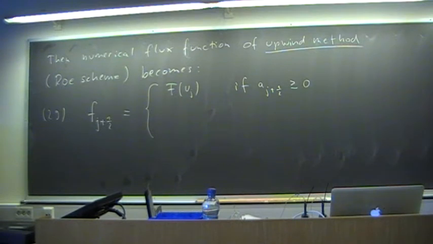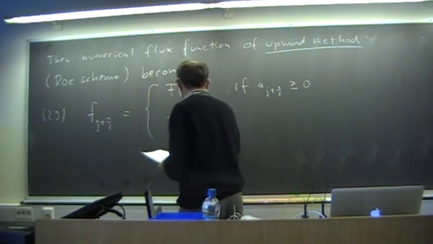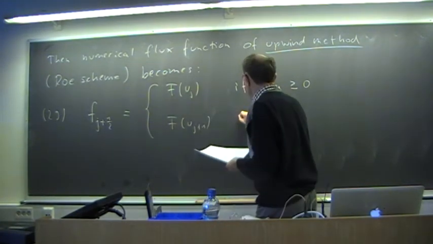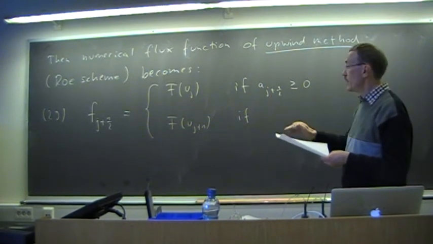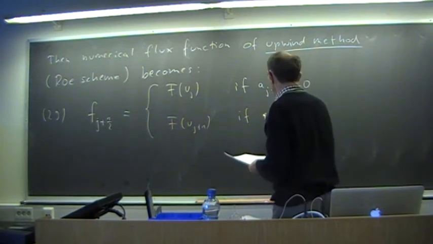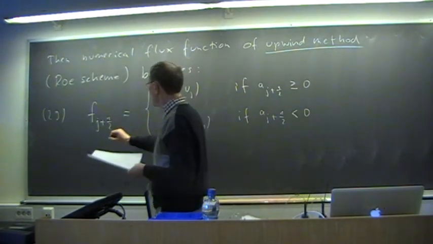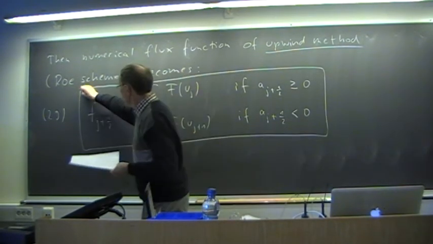That is also possible. So we have to make a decision whether we take it from the left or from the right. And if the characteristic speed is negative, then we have propagation from right to left. Then we evaluate at the upstream location, which is u j plus 1. So that is negative. That gives us the numerical flux of the upwind.